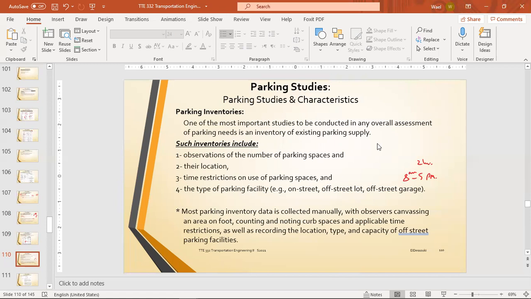So we have to find the parking locations and the time restrictions associated with each location. That means this parking is only available from 8 to 5. After that, it's not available. Then the type of parking facility: is it street parking on the street, an off-street parking lot, or an off-street garage? Most parking data are collected manually, and this is going to be our second project for this course, by the way.